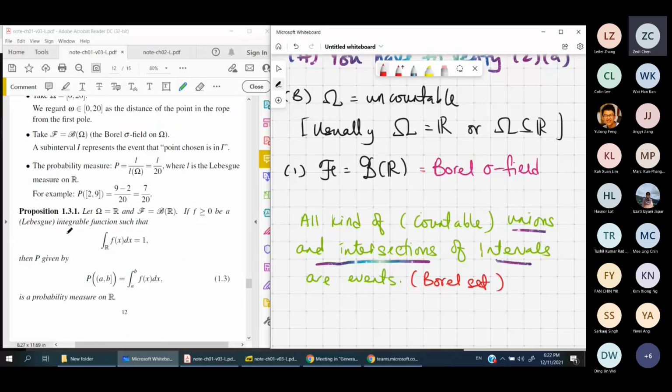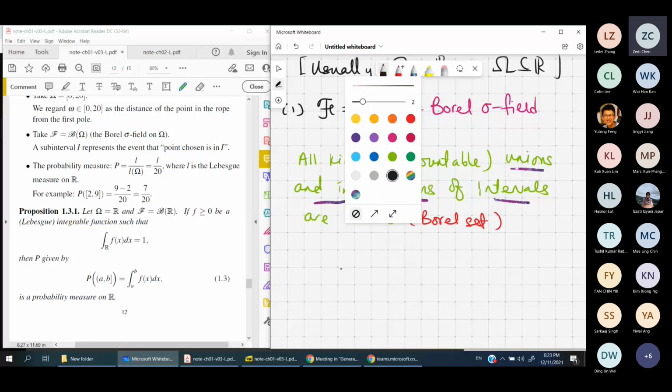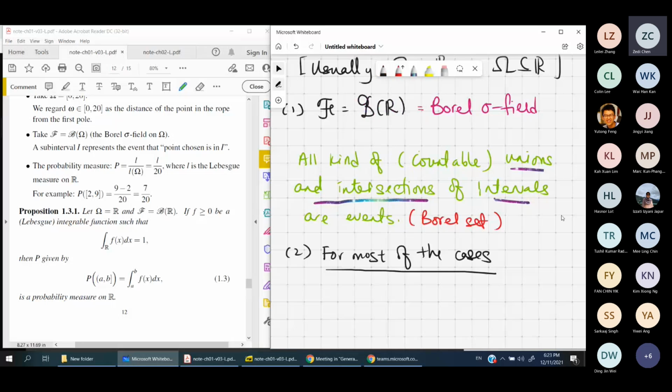Next, we can consider this case, which covers most of the cases. You may assume this is all the cases, because there are some exceptional cases which are very rare, so you won't look at them. So for most cases, you may follow this way to construct the probability.